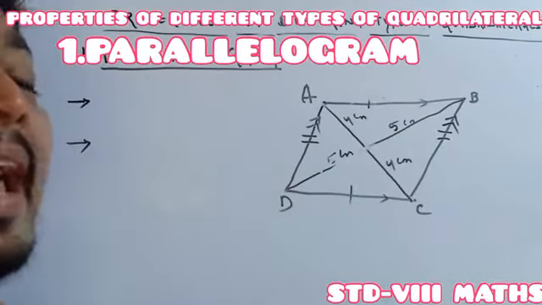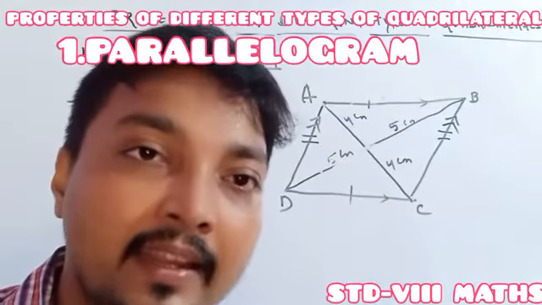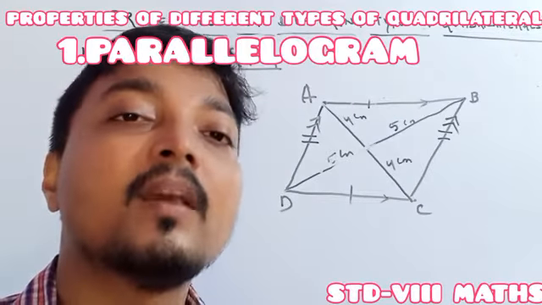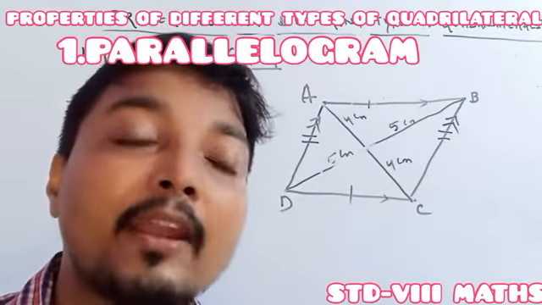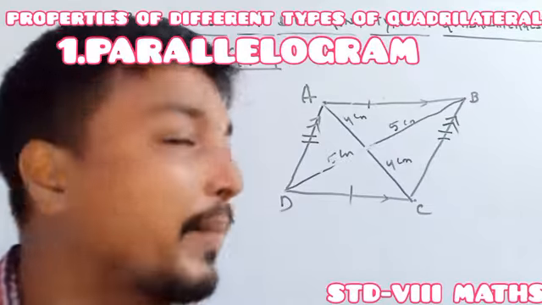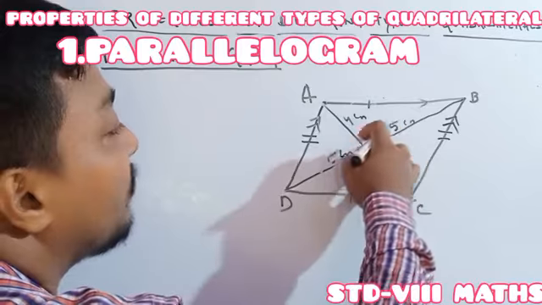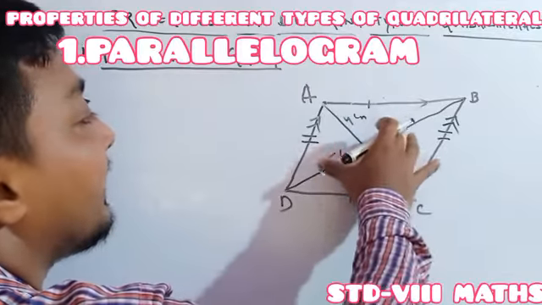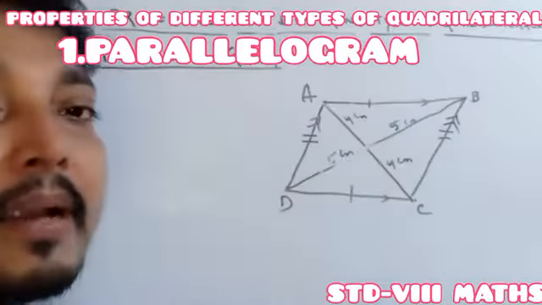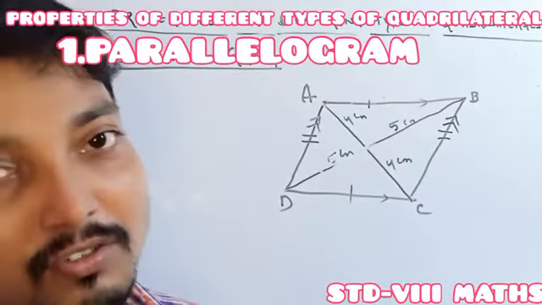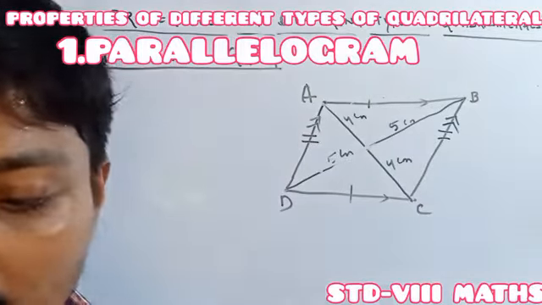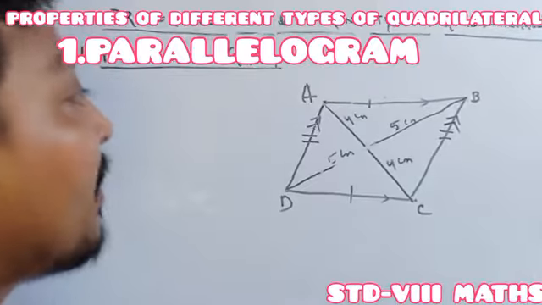It means the diagonals are not necessarily equal. Next one, both the diagonals bisect each other. Bisect each other means it divides this one into two equal parts. Also, it divides this one into two equal parts. Understood perfectly? Now we will talk about our angles.